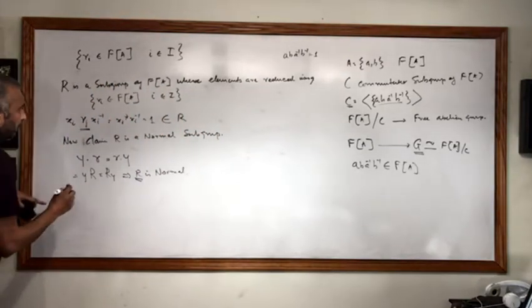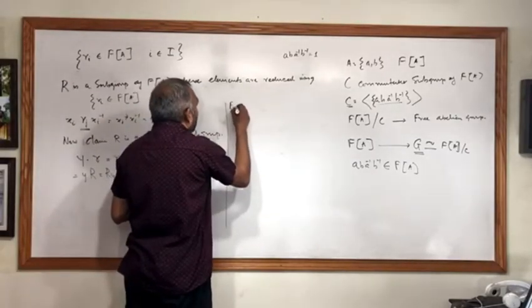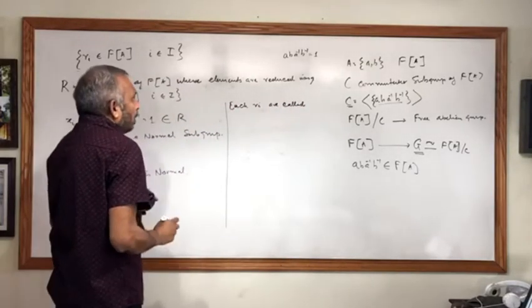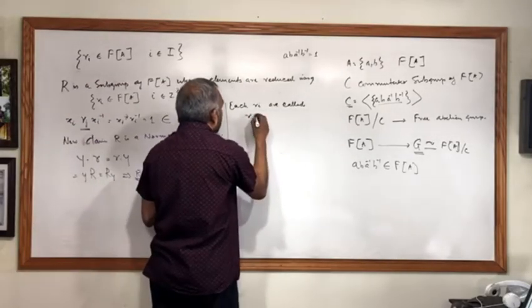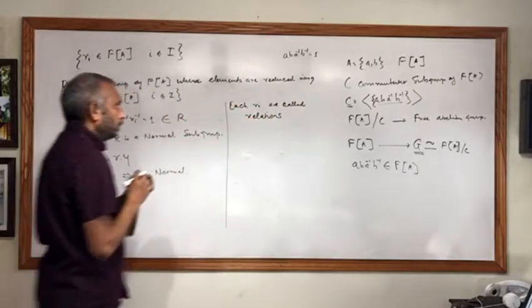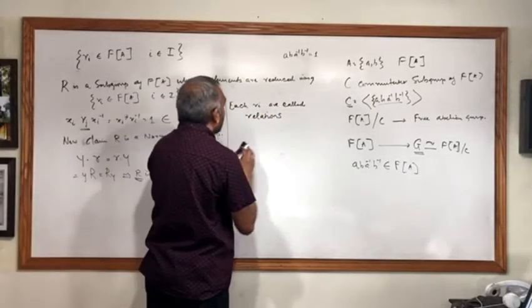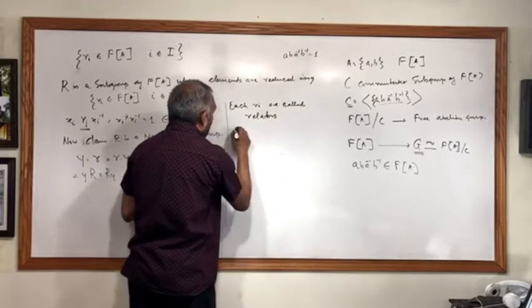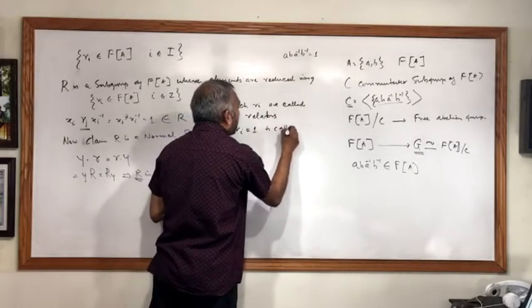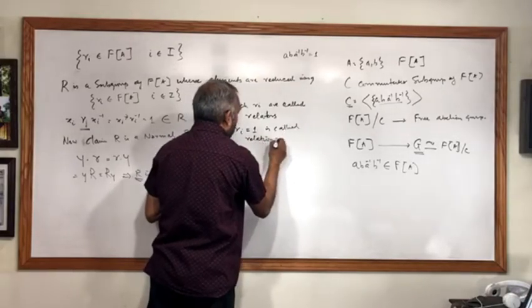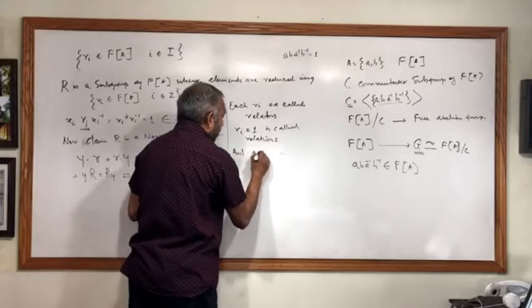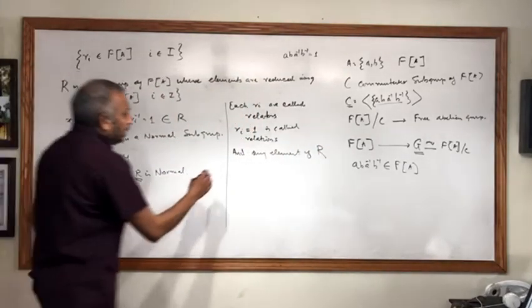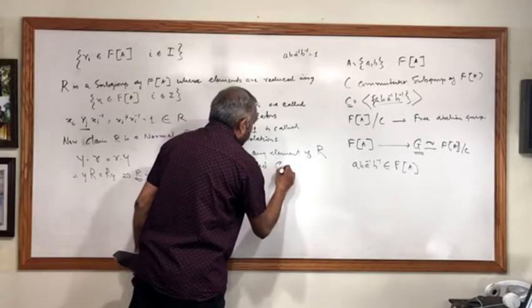Okay, so each of the Ri are called relators, and Ri is equal to 1 is called a relation, and any element of R formed like this is called a consequence.